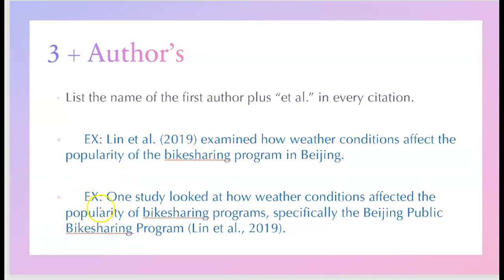Or if you have an in-text parenthetical citation, here is the same kind of information. Here's my author's last name, the phrase et al., and others, 2019. So that is how you would do 3 or more authors, the phrase et al.